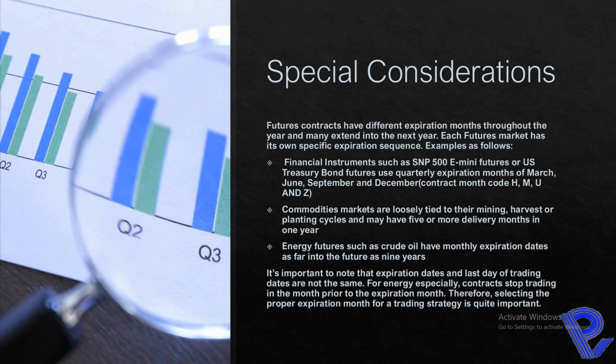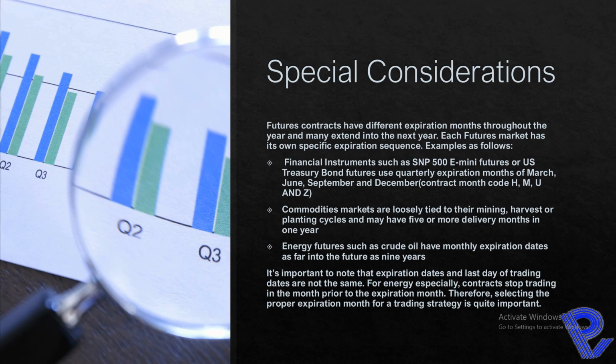Special considerations. Futures contracts have different expiration months throughout the year and many extend into the next year. Each futures market has its own specific expiration sequence, and examples are as follows. Financial instruments such as S&P 500 E-mini futures or US Treasury bond futures use quarterly expiration months of March, June, September, and December. Contract month code H, M, U, and Z.